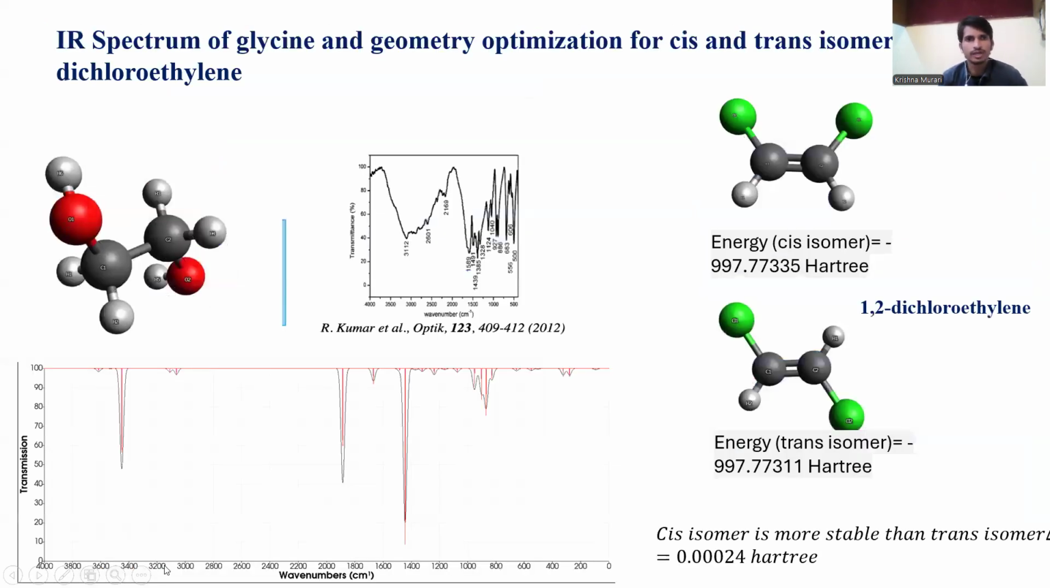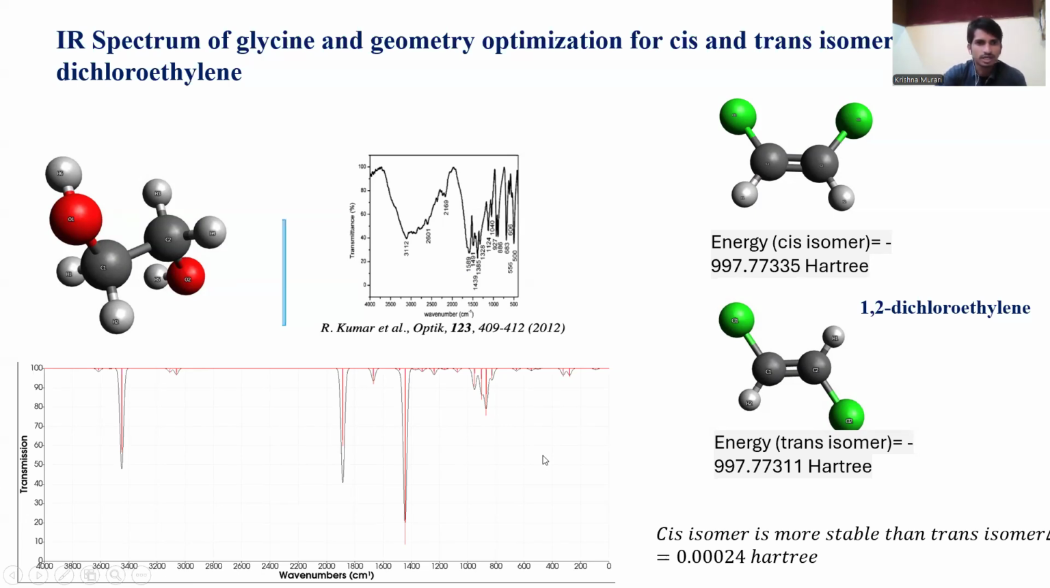Now we have generated the IR spectrum for glycine. For generating an IR spectrum using ORCA, you have to first optimize the geometry of glycine to obtain its lowest energy structure. Then you have to perform the frequency calculation. This calculation provides the vibrational frequency and IR intensity. Using this data, you can plot the IR spectrum of glycine.